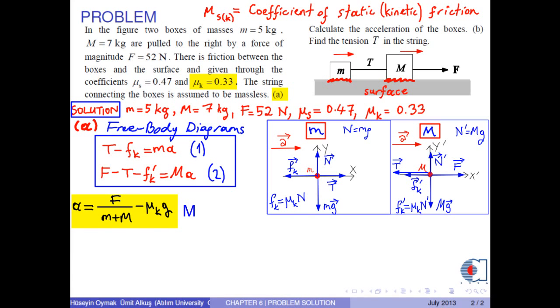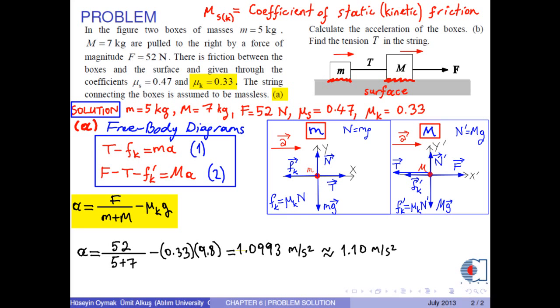Now, we put the corresponding numerical values into this equation. Then we get 1.0993 meters per second squared. Or in three significant figures, the acceleration is approximately 1.1 meters per second squared. Okay, since the result is positive, the direction that we have already chosen for the acceleration vector was correct. That is, the motion is to the right.